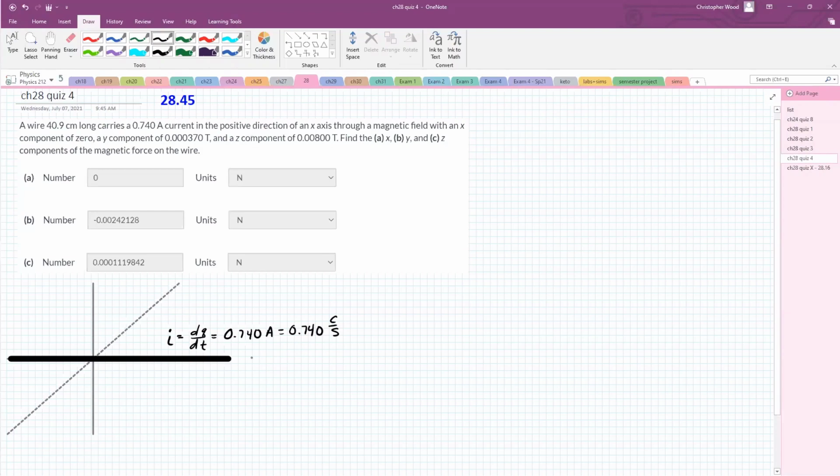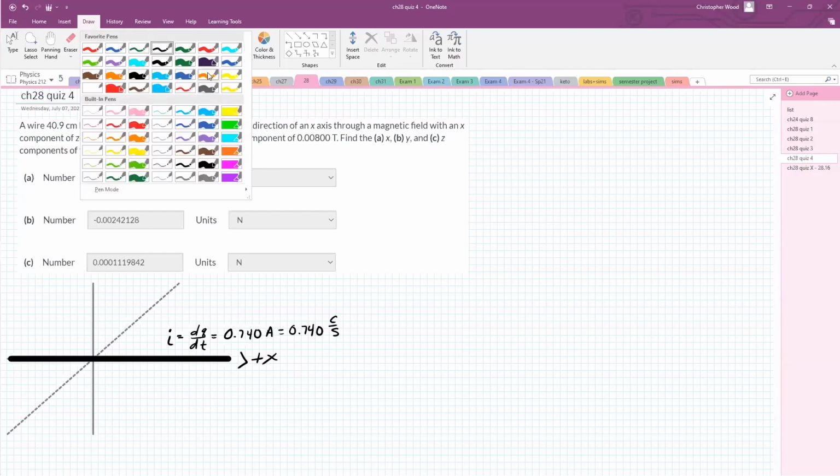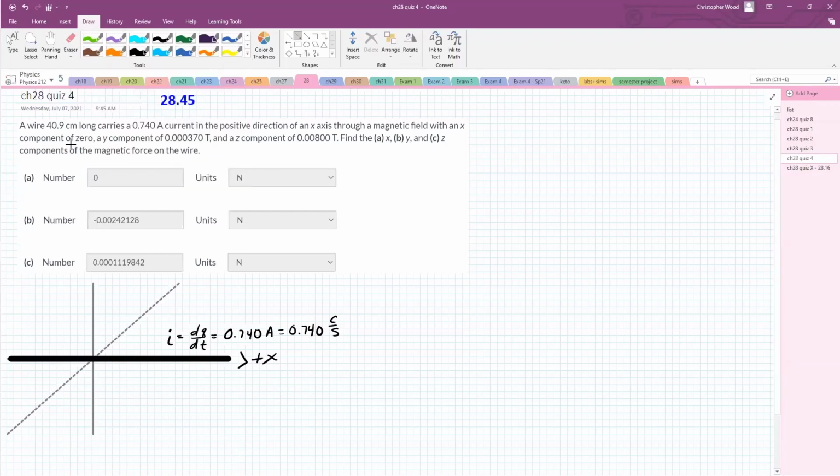All right, here's the positive X direction. This is the direction of the current. And now I have a magnetic field, so I've got to draw the magnetic field. My X component is 0. My Y component is that number, so here's my magnetic field, that's B subscript Y. And then my Z component is coming out of the screen, which is quite a bit larger.